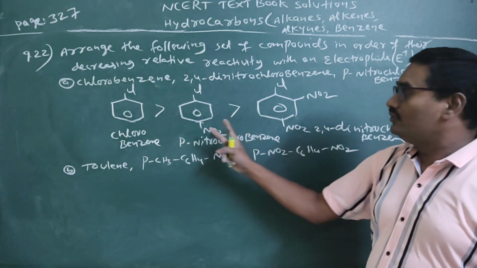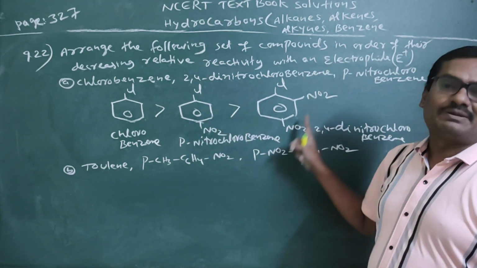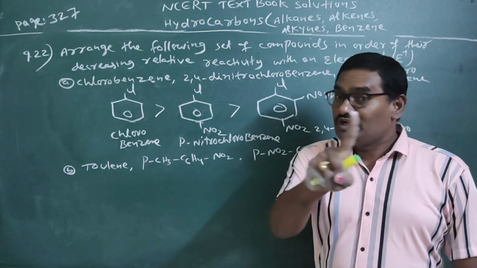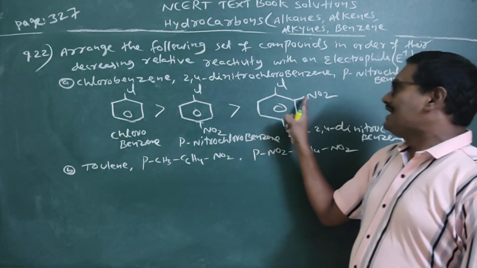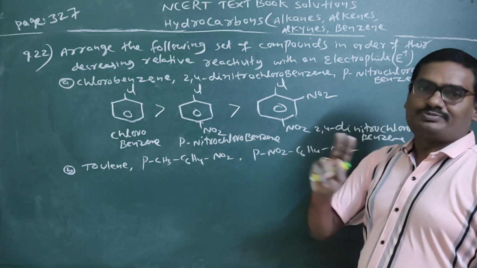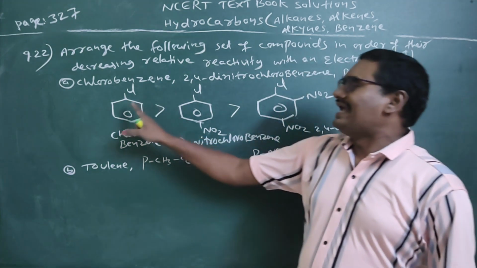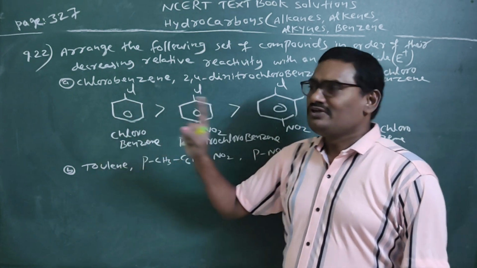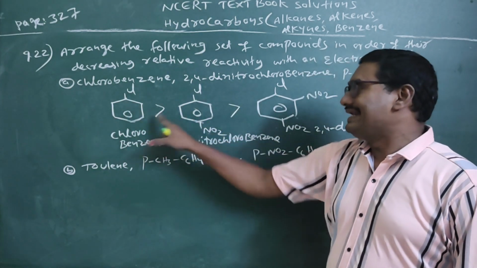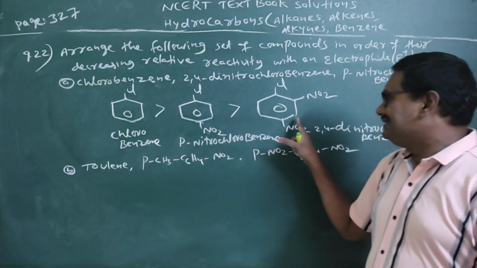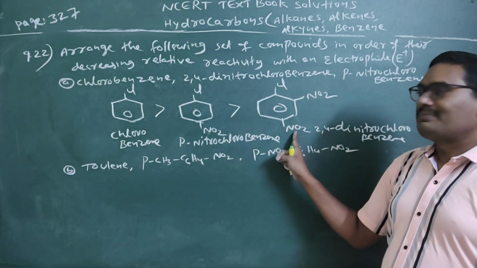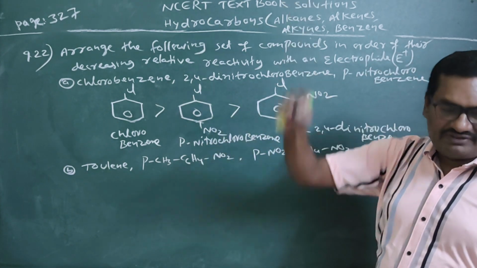In this compound, two nitro groups are present. In this compound, only one nitro group is present. In this compound, two nitro groups are present, so the reactivity is less. Highest reactivity is chlorobenzene; due to the nitro group, the reactivity decreases. With two nitro groups present, the reactivity is very less.